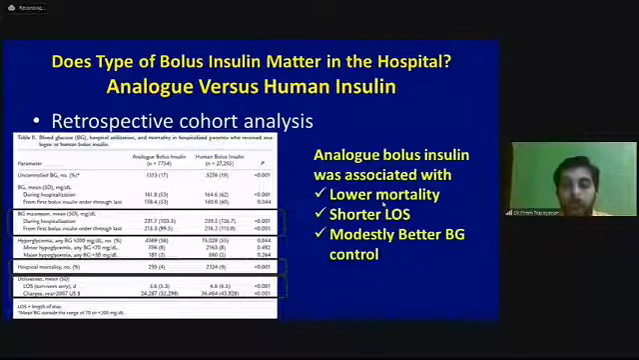So lower mortality, shorter length of hospital stay, and modestly better glycemic control. You can see here 231 versus 239. But definitely the mortality was statistically significant, 4% versus 9%. And the length of stay also was statistically significant, 5.3 versus 6.4. So it was less with the analog insulin. If possible, again, the drawback could be the cost.